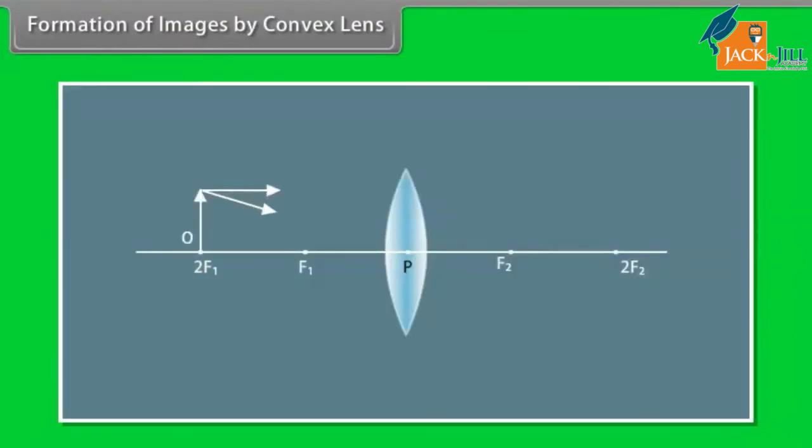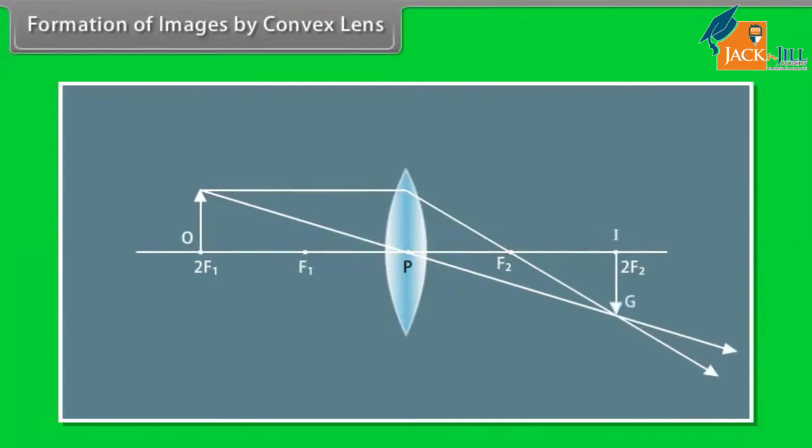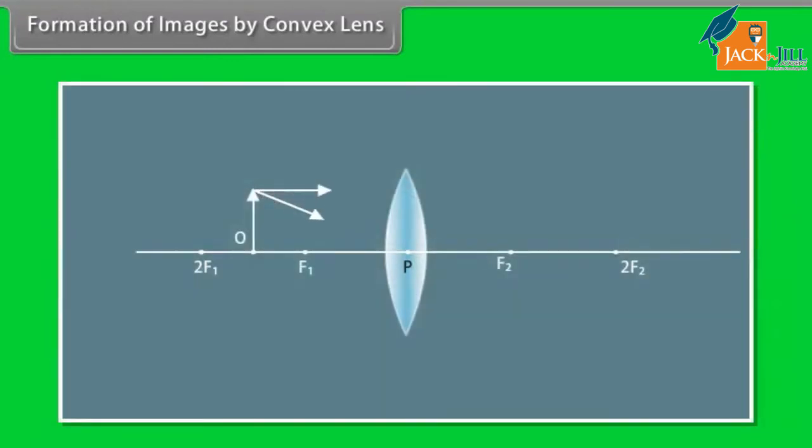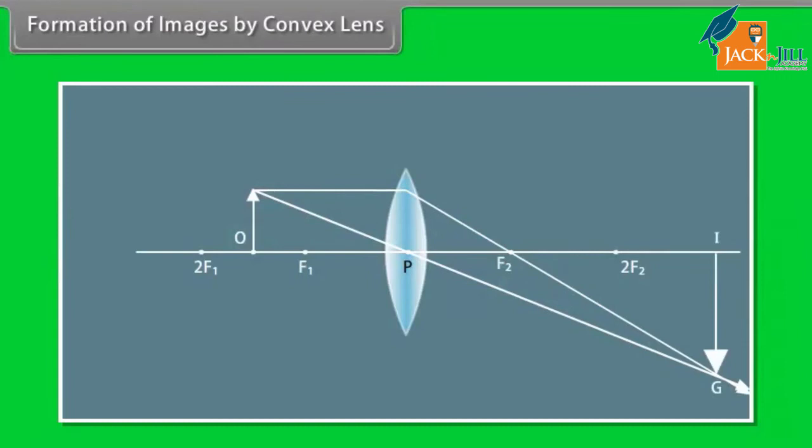When the object is placed at 2f, then the image is formed at 2f on the opposite side. The nature of the image is real, inverted and same size. When the object is placed between 2f and f, then the image is formed beyond 2f on the opposite side. The nature of the image is real, inverted and enlarged.